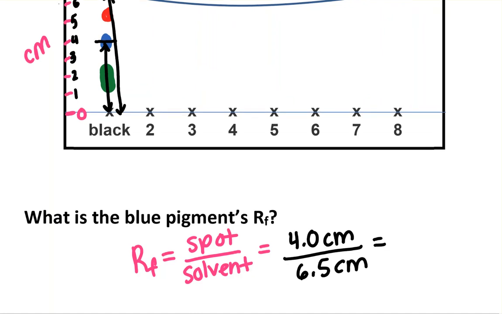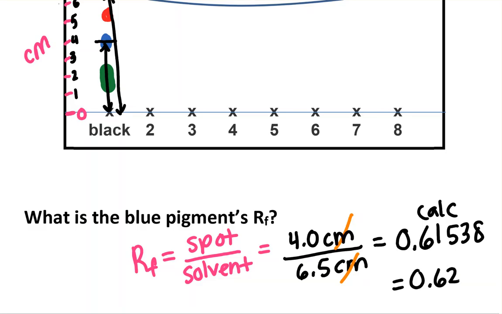When we do this, our centimeters cancel. And I get 0.61538. That's what my calculator says, but I want to go to just 2 sig figs. Okay, and that is my RF. Remember, it doesn't have units. It is less than 1. It'll always come out 0 point something. If it doesn't come out less than 1, then you have flipped these. So make sure that it does.